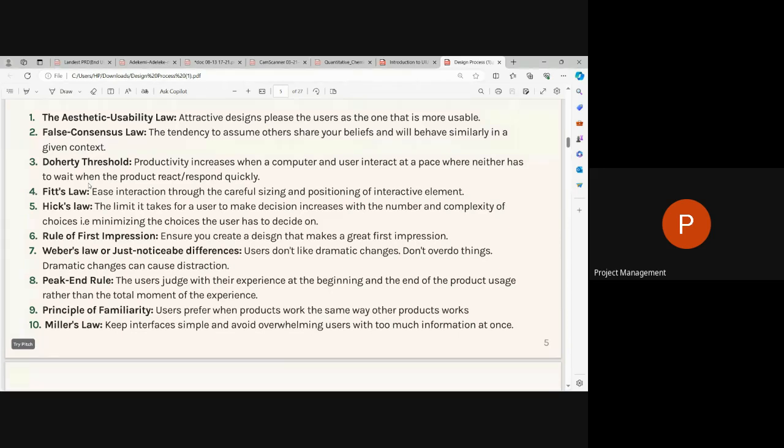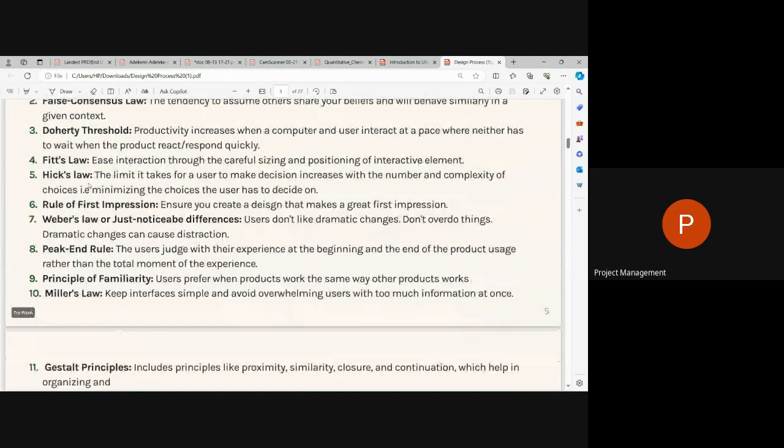Then we have Weber's law or just noticeable differences. That is, don't overdo things. Even though I say you have to think, don't go and overdo things. Follow familiar UI patterns. There are some patterns on ground that users are familiar with. So follow them. Don't overthink or overdo things that will make the users feel lost or frustrated, or the overall experience will be frustrating and complicated. So don't overdo things because it can cause distraction. Dramatic changes can cause distraction.